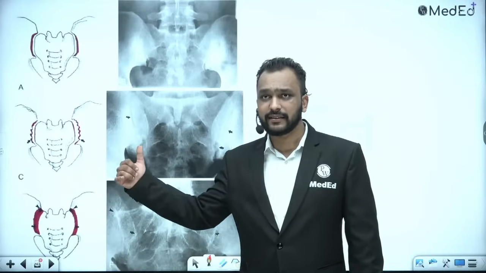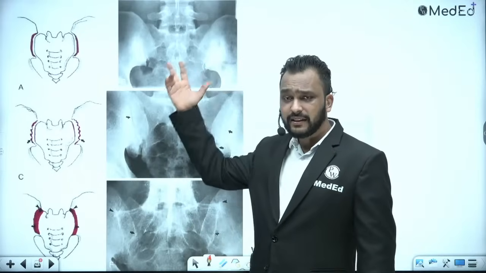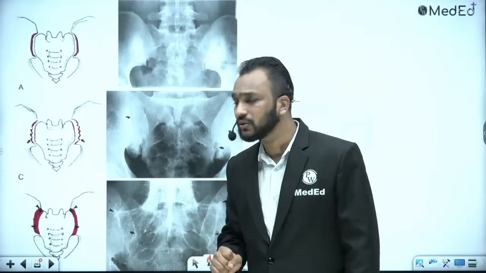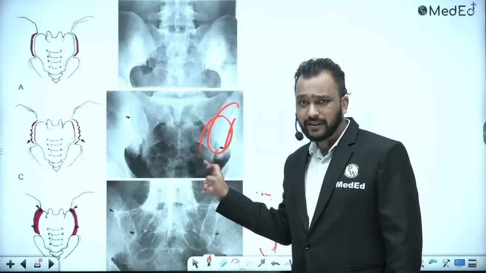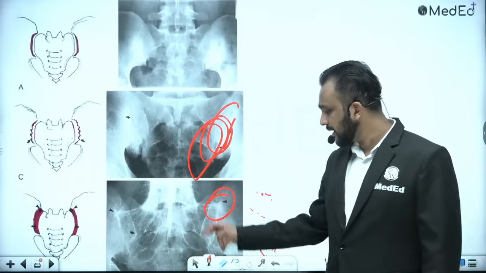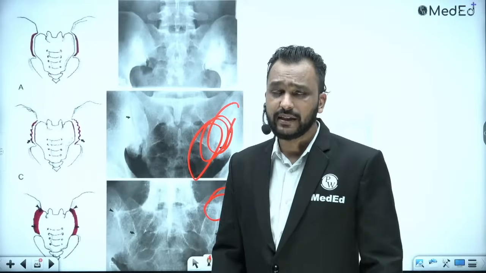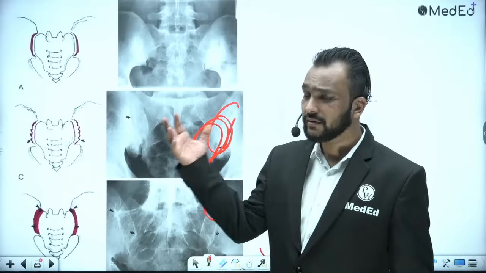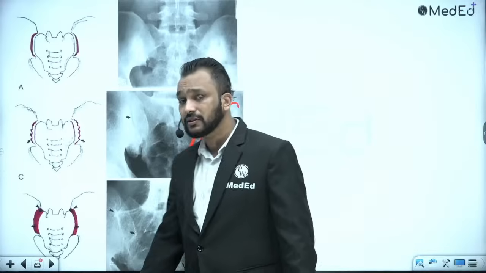If you look at the X-ray, you will see that in the first stage there will be irregularity of the joint space. Okay. Then there will be joint space narrowing, and in the third stage you will see fusion of the SI joint. There will be ankylosis of the SI joint. So this is how your sacroiliitis will evolve in patients with ankylosing spondylitis.